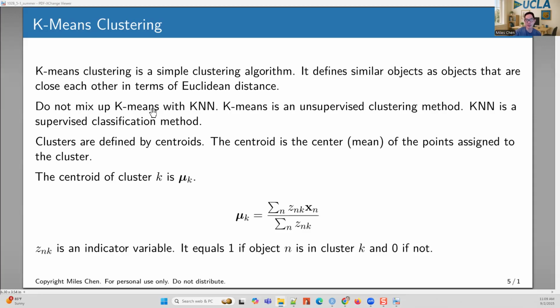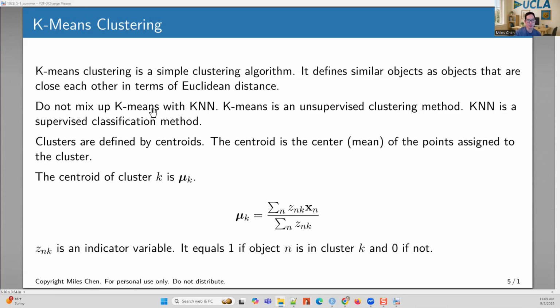K-means is unsupervised. It's a clustering method. K nearest neighbors is supervised, and it is a classification method. K-means is iterative, and with K nearest neighbors, there are no iterations.